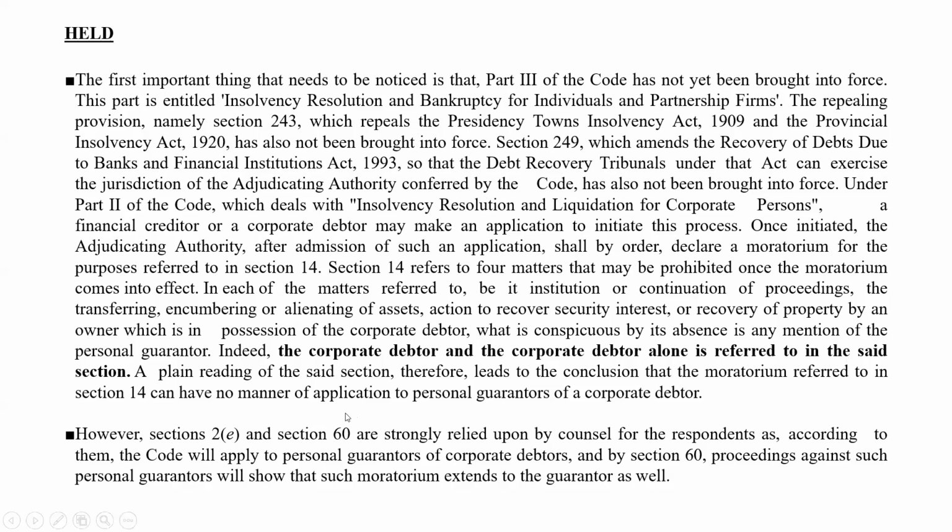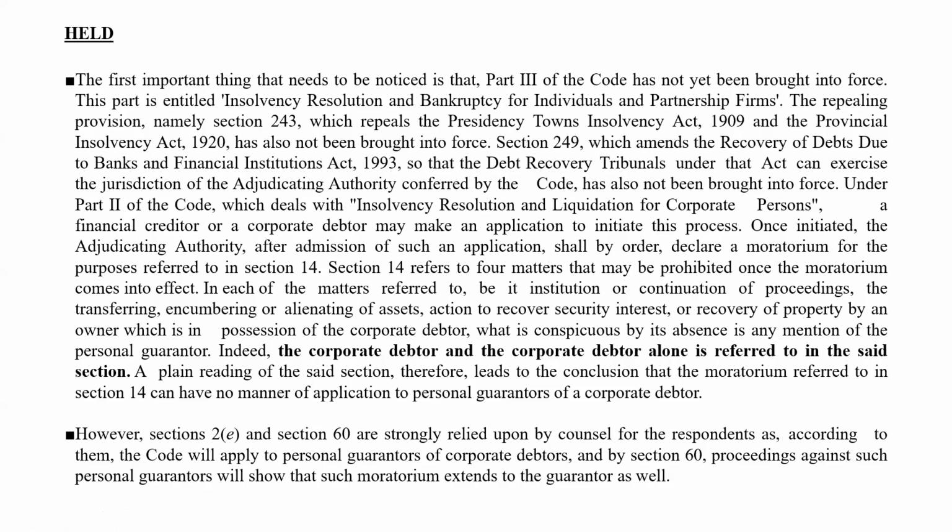Now, they referred to section 2 subsection E also. And if we see section 2E, what does it say? Section 2E says it applies to personal guarantors to corporate debtor also. And section 60, they strongly relied upon by the counsel for the respondents, as according to them, the code will apply to personal guarantors of the corporate debtors. And by section 60, proceedings against such personal guarantors will show that such moratorium extends to the guarantor as well.